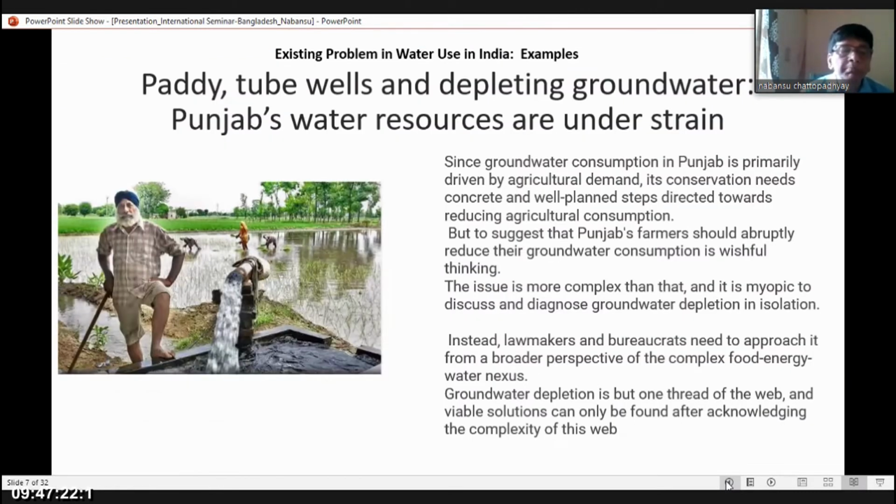Now, this is one example in Punjab, in India, where they were on monocrop, basically wheat, but they have started growing rice, and they are lifting a huge amount of water, and that water has been given a subsidy for electricity, and that makes a lot of headache and concern for the policy makers and others.